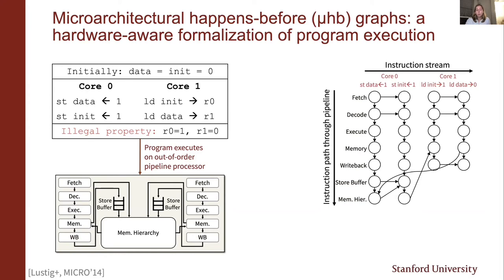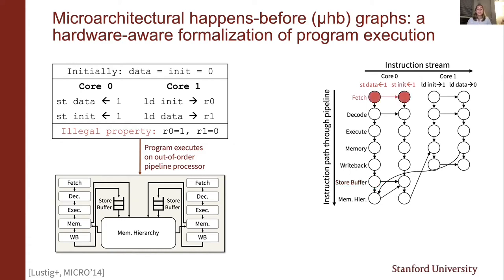Column labels correspond to instructions in the program that's currently executing, with instruction sequencing from left to right on each of the constituent cores. MuHB nodes correspond to microarchitectural events that take place during the program's execution. This particular node represents the event corresponding to the store of one into data, updating some state in a local store buffer.